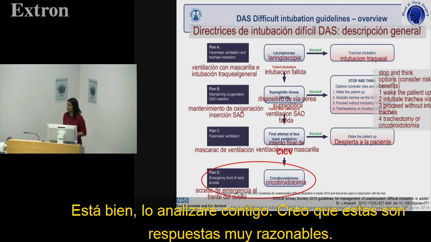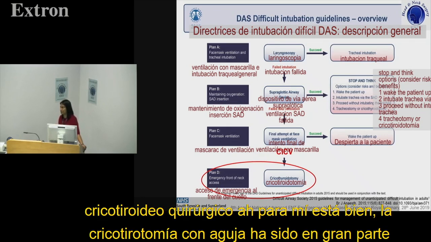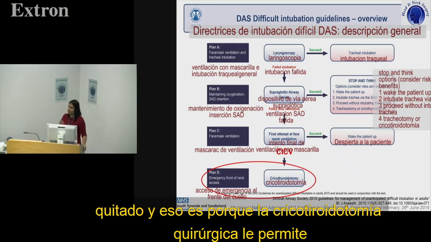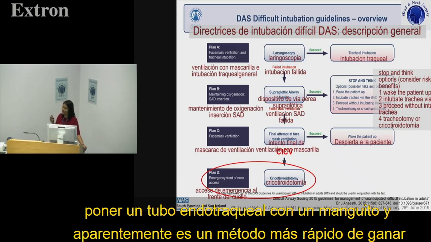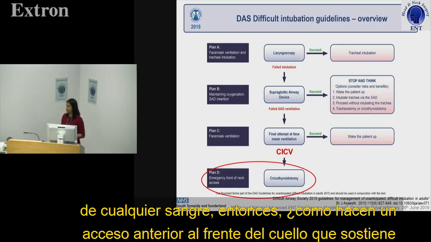Okay. Like the tracheostomy, which I'm not sure they'd be happy to do. So I'll go through it with you. I think these are very reasonable answers. An anterior front of neck access, according to their new guidelines, is a surgical cricothyroidotomy, okay? The needle cricothyroidotomy has been largely taken away, and that's because the surgical cricothyroidotomy allows you to put an ET tube down with a cuff, and it's apparently a quicker method of gaining and establishing a safe airway, whilst protecting the lower airway from any blood.